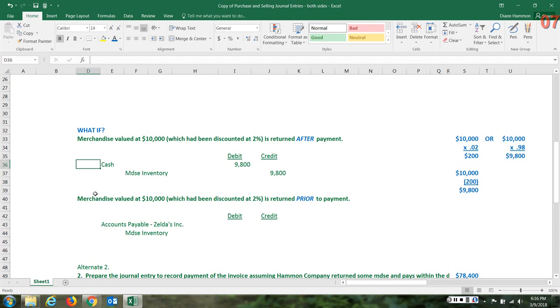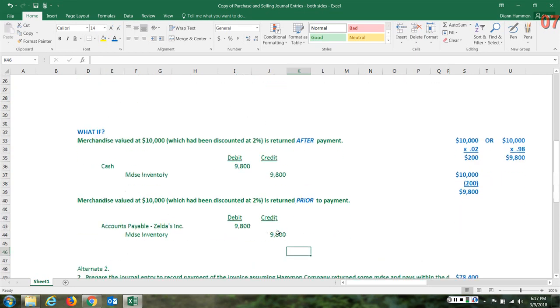The second what if, merchandise valued at the same amount, discounted at 2%, is returned before the payment is made. So in this case, we still owed Zelda Incorporated some money. We owed them the full amount actually, but we're going to take this $9,800 off of the amount that we owe them, and we will do that with a debit to accounts payable. So this reduces the amount that we owed them. And it also still reduces the amount of inventory because we have shipped some of that inventory back.